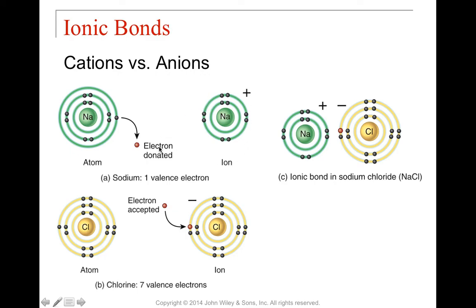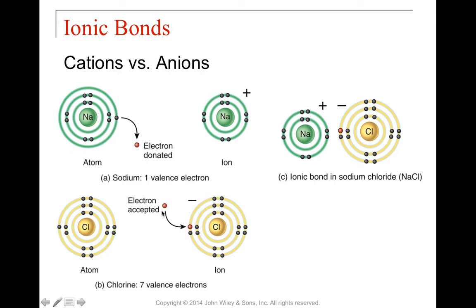When you lose an electron, remember electrons are negatively charged, that means the ion is going to become positively charged. In this case, this is chlorine. Chlorine has 7 valence electrons, and it's going to want to pick up 1 because it wants to have 8. So it's a lot easier to pick up 1 than it is to release 7.